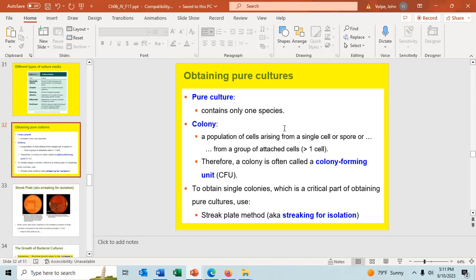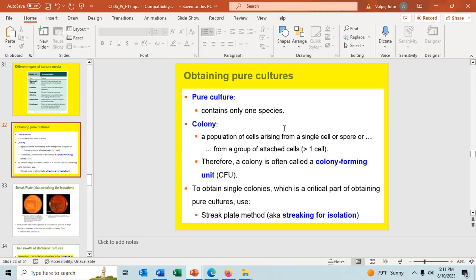Anyways, he got a colony. A colony is a population of cells arising from a single cell or a single spore or a group of attached cells, meaning more than one cell. And therefore, when you streak it out, you shouldn't say how many cells were derived on the plate, because each colony may be formed by more than one cell.